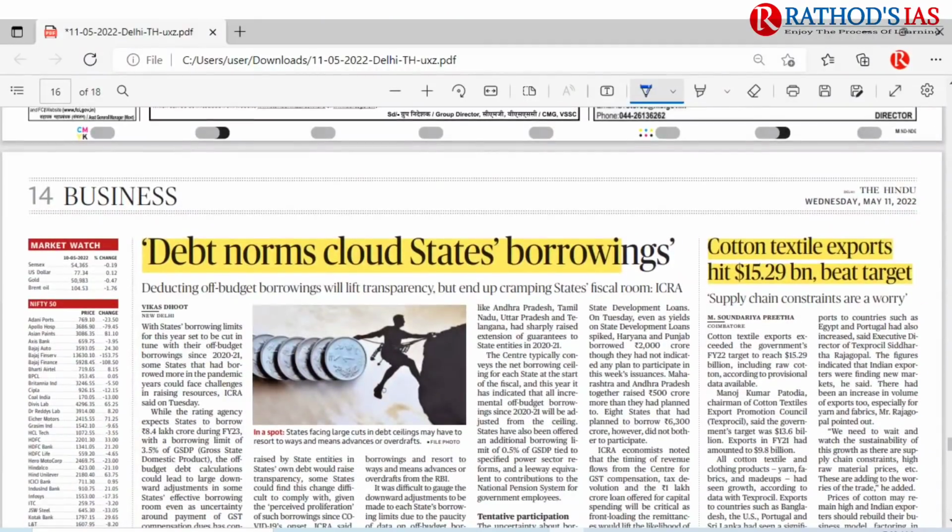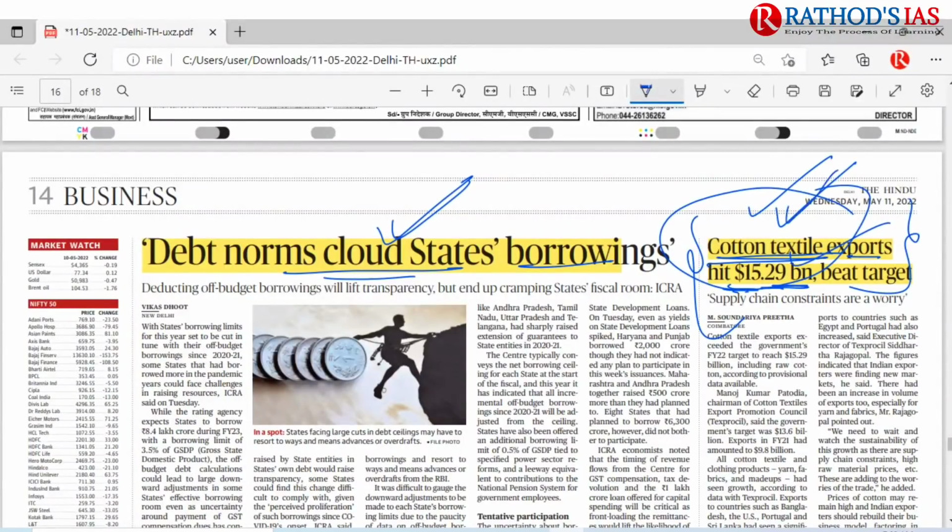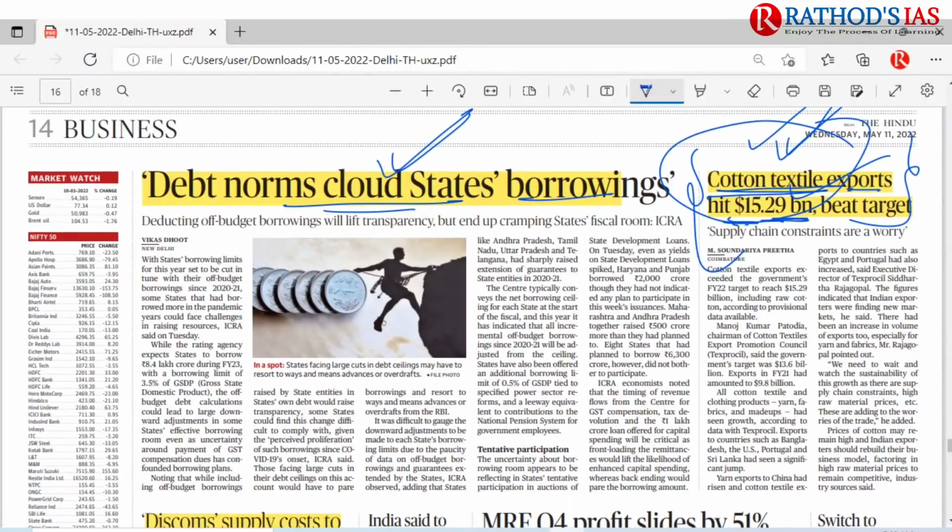And the next one is debt norms, Centre clouds states' borrowing. I discussed this topic. And the next topic is about cotton textile exports hitting 15.29 billion, beating the target. So this article is also very important, and you have to know what the favorable conditions are for the growing of cotton, and you have to also see which is the country that is the largest exporter of cotton and the largest producer of cotton.